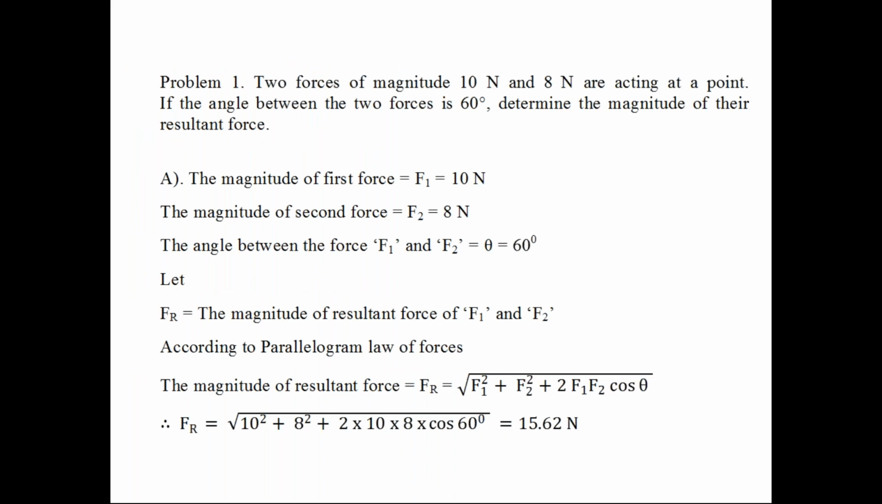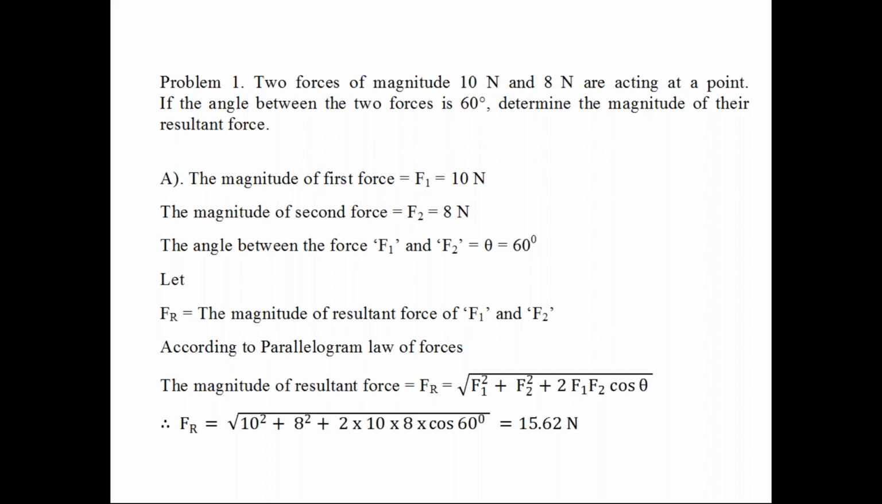Read the problem. Two forces of magnitudes 10 Newton and 8 Newton are acting at a point. So here we have two forces: the first force F1 is equal to 10 Newton, the second force F2 is equal to 8 Newton. Those two forces are acting at a point, so it is a concurrent force system. The angle between F1 and F2 is theta, 60 degrees. Determine the magnitude of the resultant force, that is Fr. It is a simple problem. For 2 marks, you will get this type of problem in the examination.